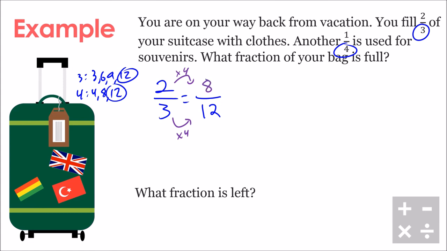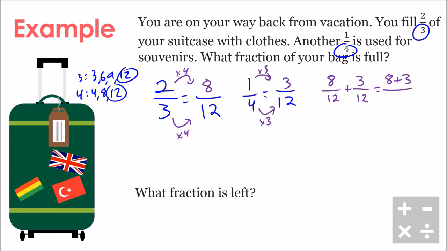Awesome. Let's do the exact same thing for 1/4. So I got 1/4 equals something out of 12. How do I get from 4 to 12? 4 times 3. So what I do at the bottom, do to the top, 1 times 3. So I've got 1 times 3 is 3. Now I've got my two fractions in common denominators that I can then add together. So let's take a look. I've got 8 over 12 plus 3 over 12. Gives me 8 plus 3 over 12. 8 plus 3 is 11 over 12.